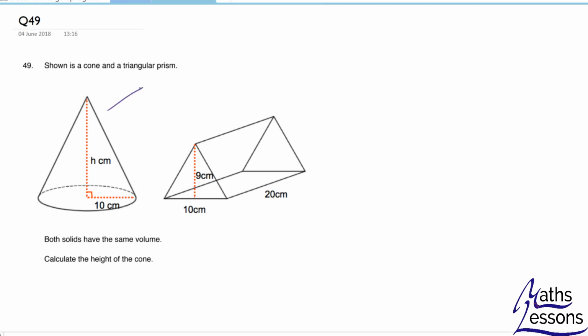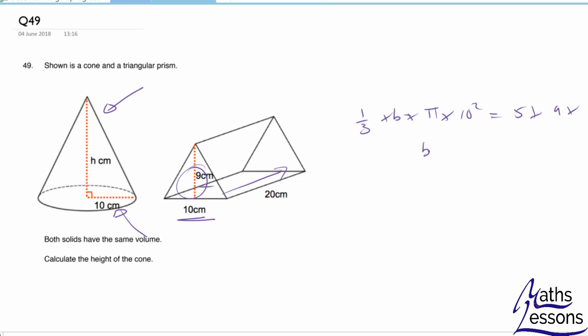Now, a cone is technically a sort of circular-based pyramid. So always remember, the volume of any pyramid is a third the base area times the height. So therefore, we're going to get a third times h times pi times 10 squared will equal the volume of this. And it's a prism, so you take the area of here and times by the length. And the area of here is going to be half the base times the height, so we're going to get 5, which is half the base, times by 9, and then times by the length 20.